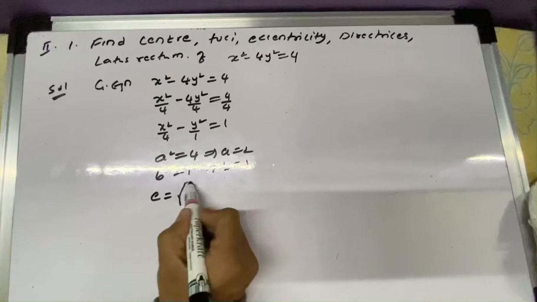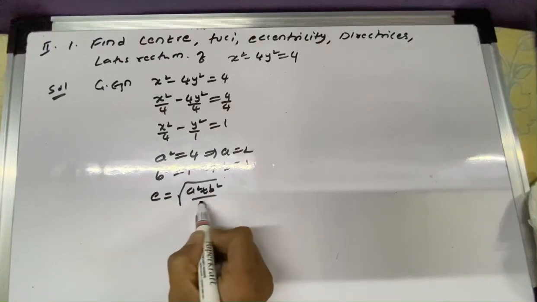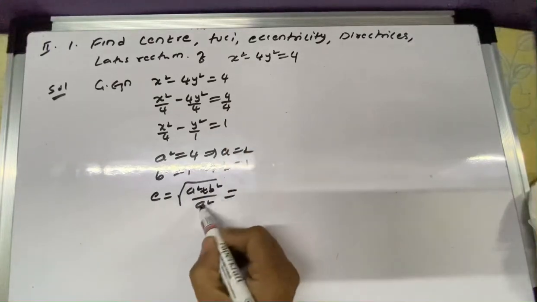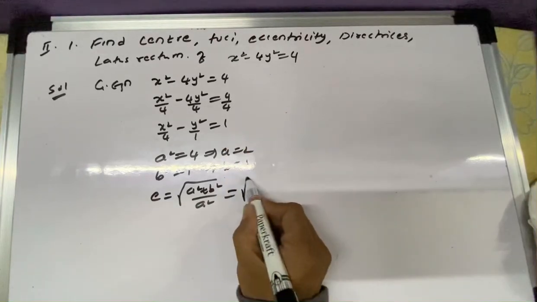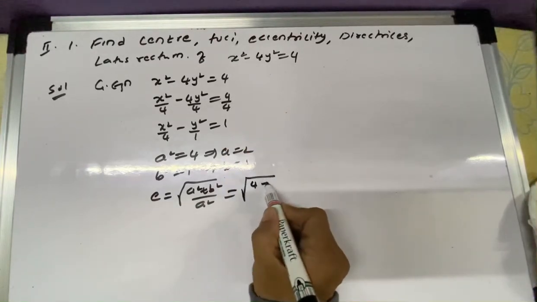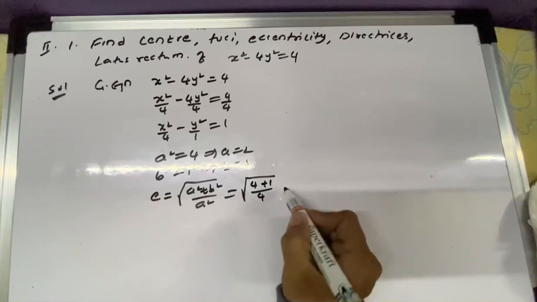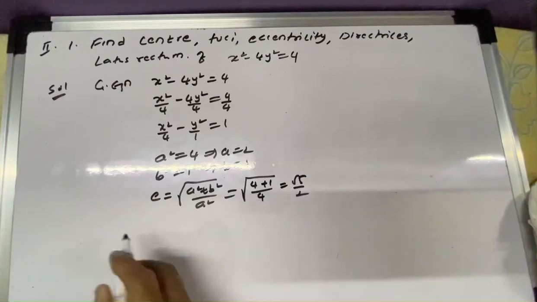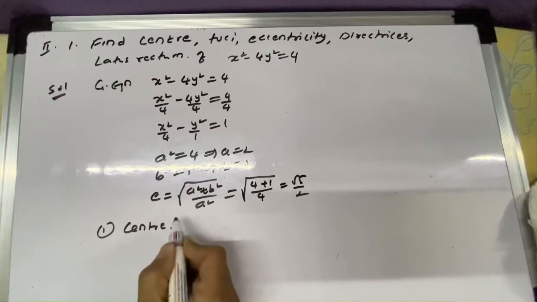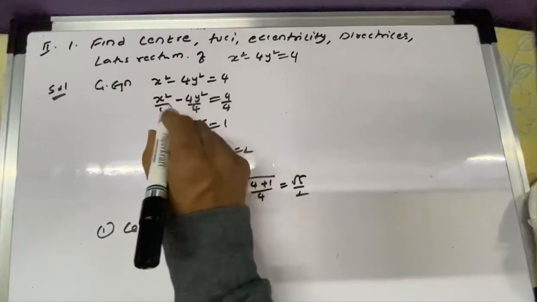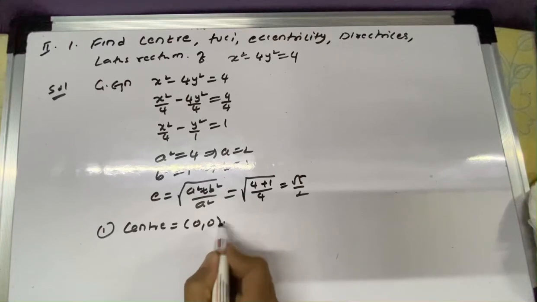Find eccentricity, root of (a square plus b square) by a square. Because we don't find minus 1 here, a square will be there in the eccentricity. If minus 1 is there, that time b square you can take. a square 4 plus b square 1 by a square 4, root 5 by 2. First bit is center. We don't have a big equation here, so the center is 0, 0.